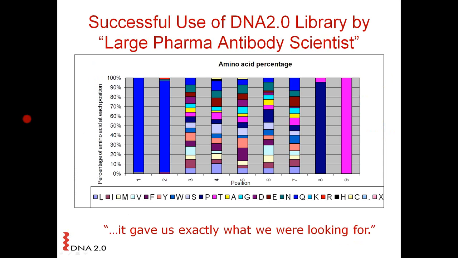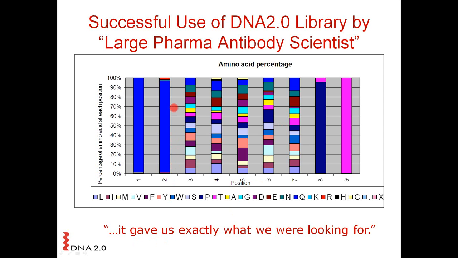Now, this is an example from a large pharma antibody scientist, we're not allowed to say the name of the company, who ordered a library with, again, focused diversity, and they specified the type of distribution that they wanted in the positions 3 through 7 that they were interested in. They then sequenced a bunch of these, and this shows the distribution that they found, and it in fact gave them exactly what they were looking for, so they were very happy.